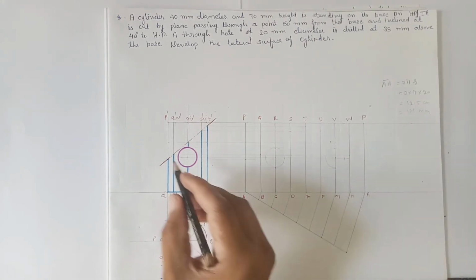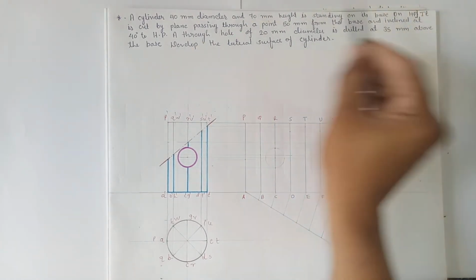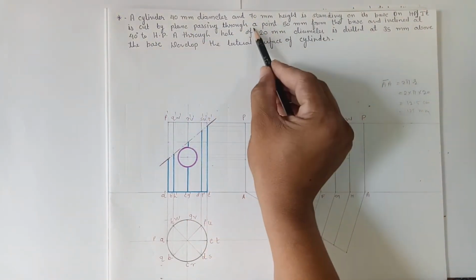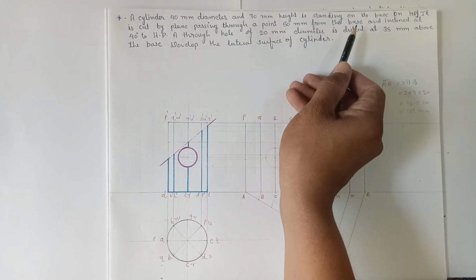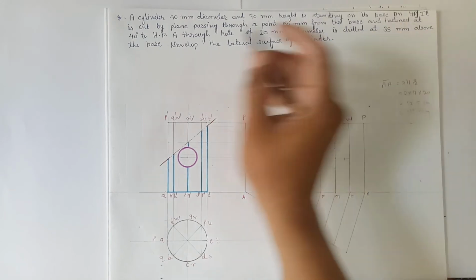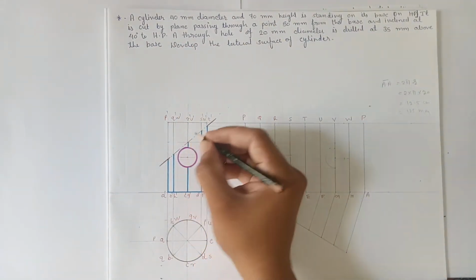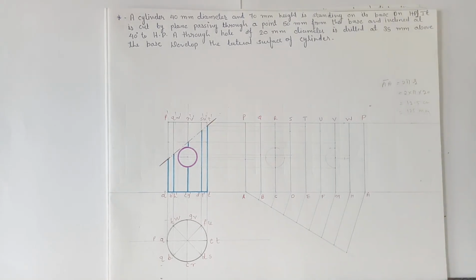Now we have to show the cut section. Here there are two cut sections given. It is cut by a plane passing through a point 50 mm from the base and inclined at 40 degrees to HP. So one cutting plane is over here, passing through 50 mm from the base.